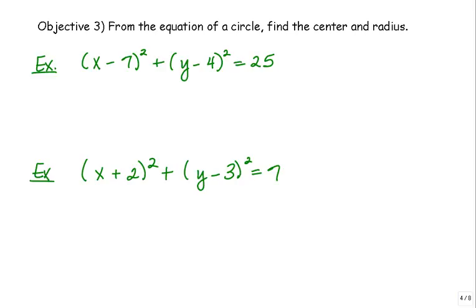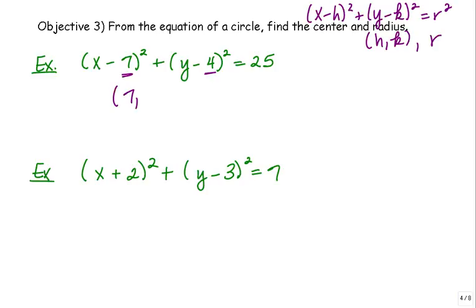Now, from the equation of a circle, let's do the reverse. So given the equation, let's find the center and the radius. So again, let's write up our formula as a guideline for us: x minus h squared plus y minus k squared is equal to r squared. So we want to find out the values of h and k and the value of r. So in this example, where we have x minus 7 squared plus y minus 4 squared is equal to 25, it's in the standard form. Our values of h and k are readily available. It would be 7 and 4.